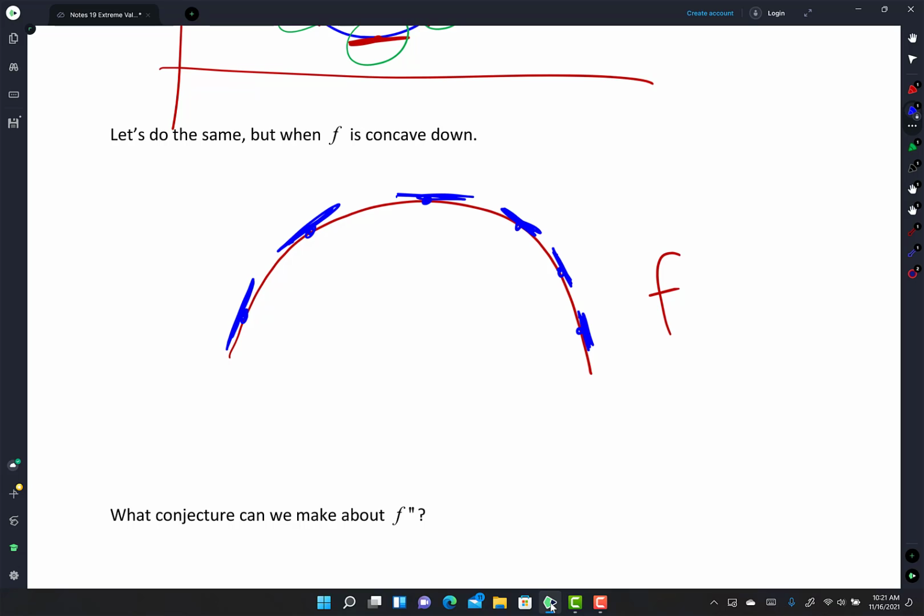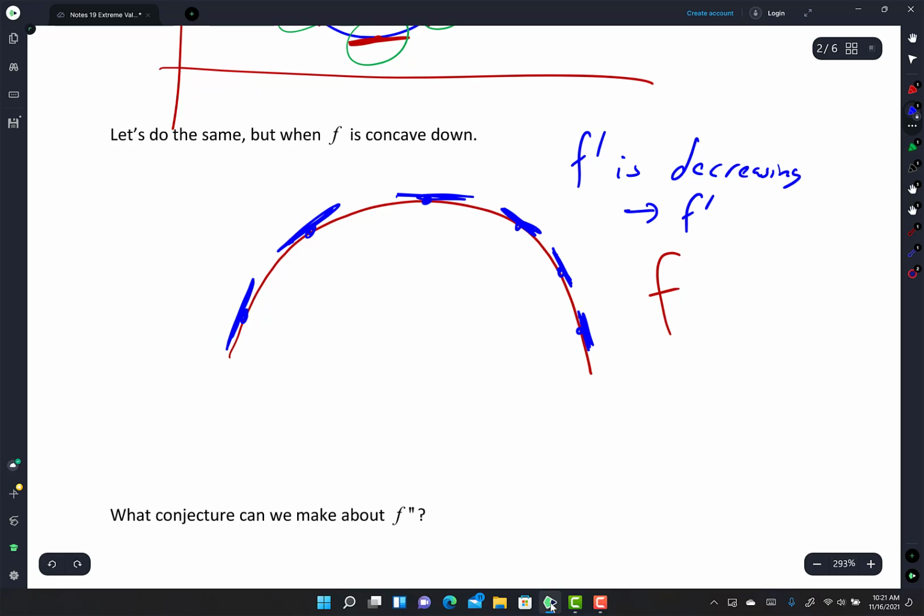f prime is decreasing, which means f prime prime is negative. Good job, guys. So f prime is decreasing. Because f prime is decreasing, this concludes that f prime prime is negative. Good job.